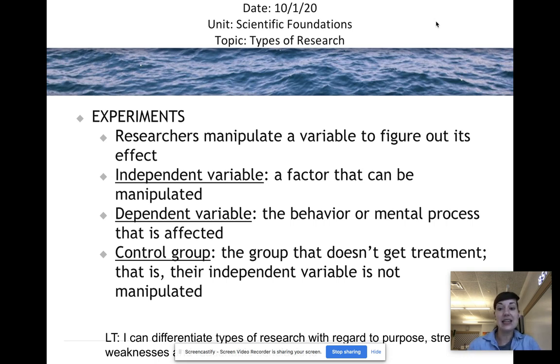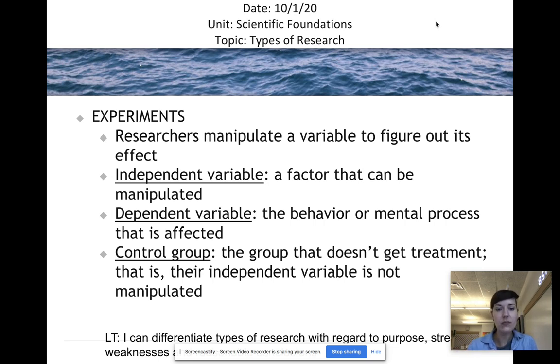Then we have our dependent variable. And in the case of psychology, that's the behavior or the mental process that's affected when we manipulate the independent variable. So in our experiment about coffee and sleep, sleep would be the dependent variable. The quality of sleep, your length of sleep, that is dependent on coffee, which is our independent variable. Okay. These can be a little bit tricky for some of us. We're going to talk about them so much throughout the year that you're going to know it cold.